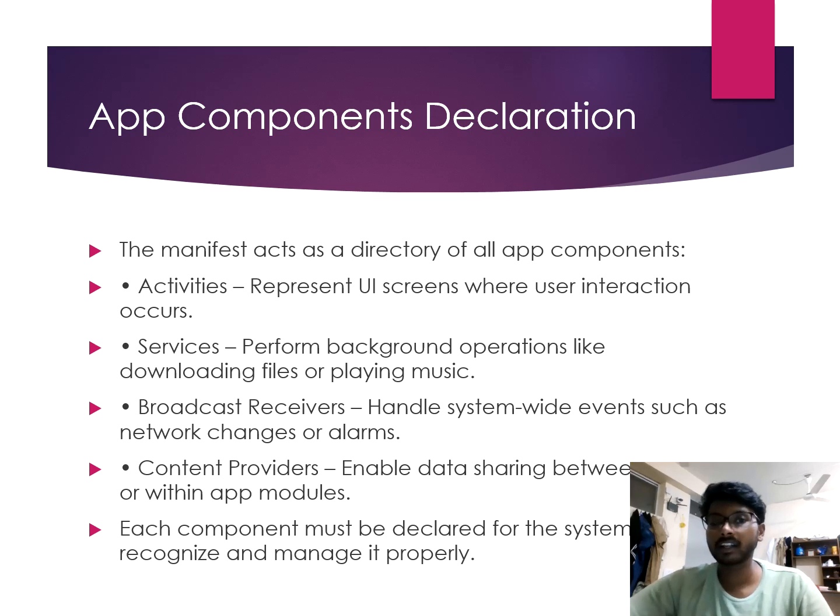App components declaration. The manifest acts as a directory for all app components. Activities represent UI screens where user interaction occurs. Services perform background operations like downloading files or playing music. Broadcast receivers handle system-wide events such as network changes or alarms. Content providers enable data sharing between apps or within apps. Each component must be declared for the system to recognize and manage it properly.